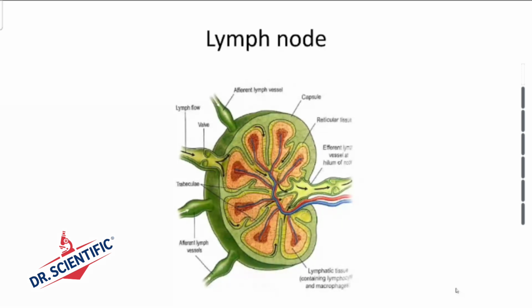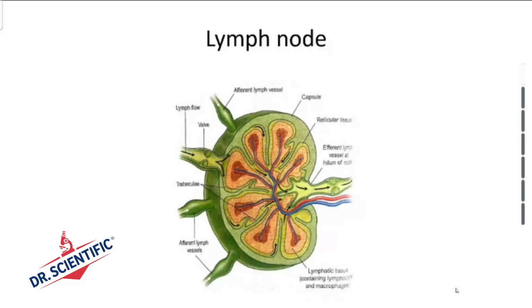Afferent with an A. So the one that is coming in, bringing lymph from the rest of the body into the lymph node. So afferent lymph vessels. And then you can see, as last time we talked about lymph vessels, they have a valve. Most of them have valves, just like veins, and basically those prevent lymph from flowing backward.